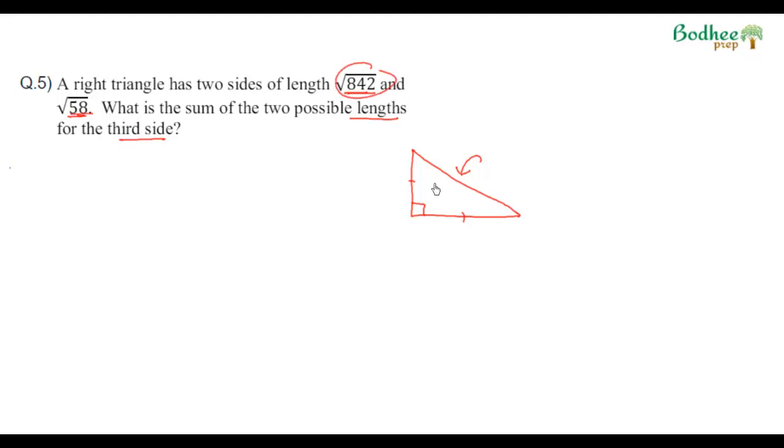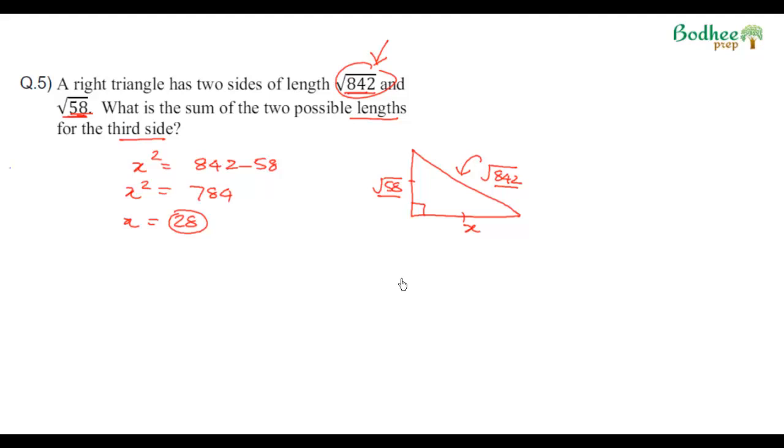So if one of these two lengths is the hypotenuse, then the only chance is that this value could be the hypotenuse. So let us assume that this is the hypotenuse. So it will be root of 842, and let us take this to be one of the other two sides, under root of 58. So the third side is x. So clearly x can be identified. X square would be equal to this square, which is 842, minus this square, which is 58. On calculation, we'll be getting it as 784. So one of the possible third sides would be under root of this, which comes out to be 28. So one of the values could be 28.